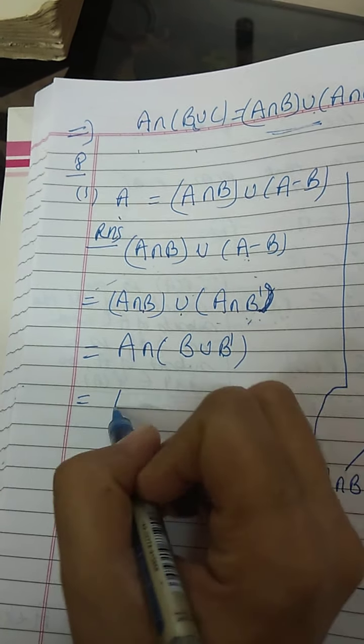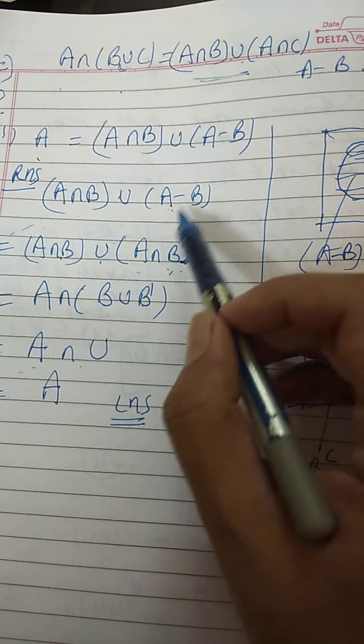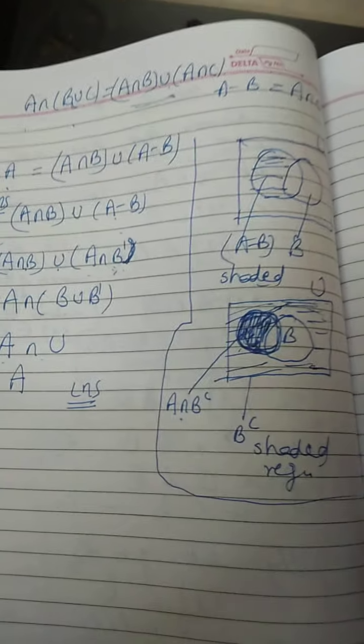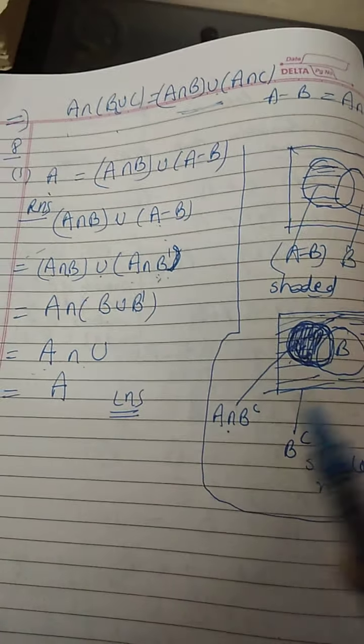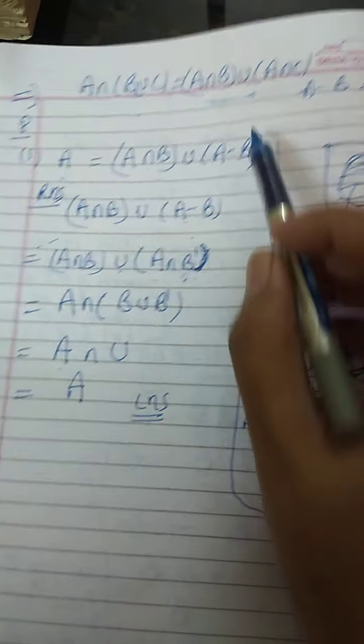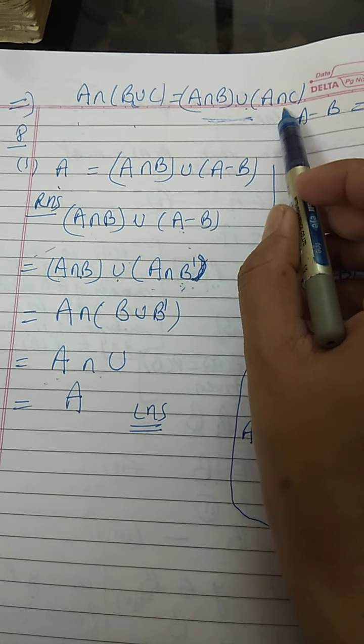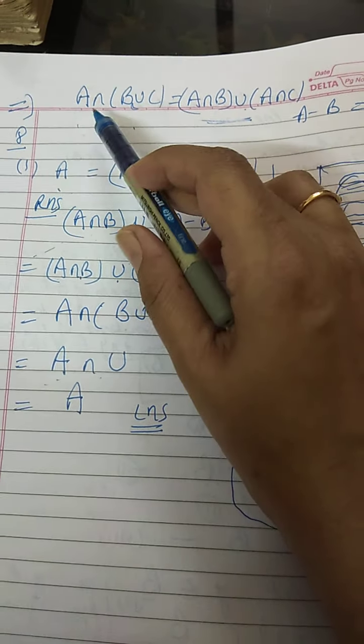So two results we have used here. First is A minus B can be written as A intersection B complement, that I have proved with the help of Venn diagrams. And then we are using the distributive law of intersection on union, that A intersection B union A intersection C will be written as A intersection (B union C). When we applied this result, B union B complement becomes the universal set, and any set intersection universal set gives that set, that is A. Similarly, you can do the second part.